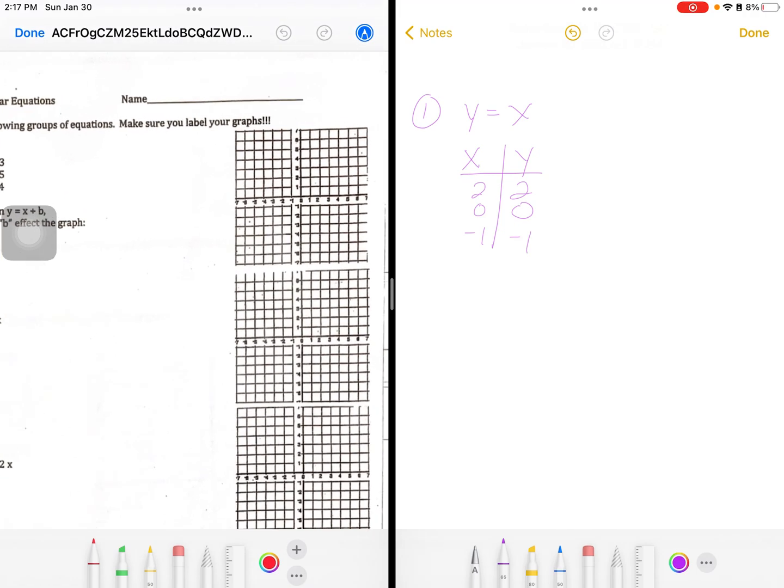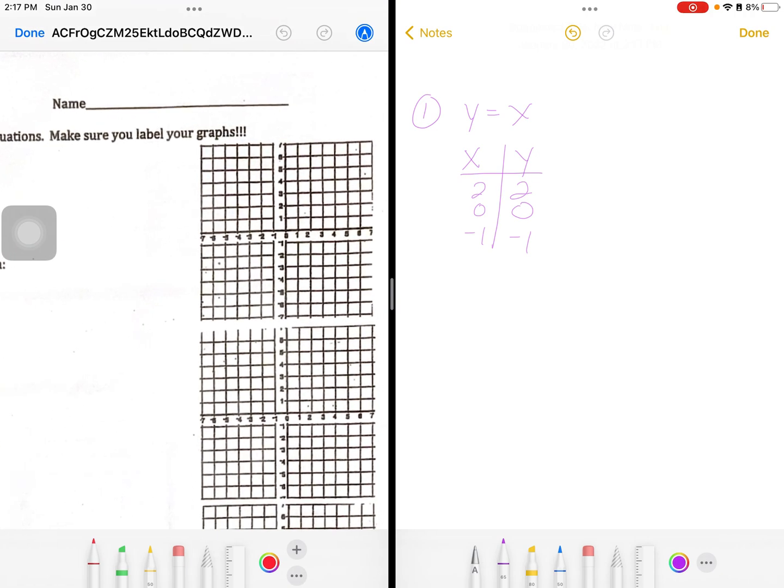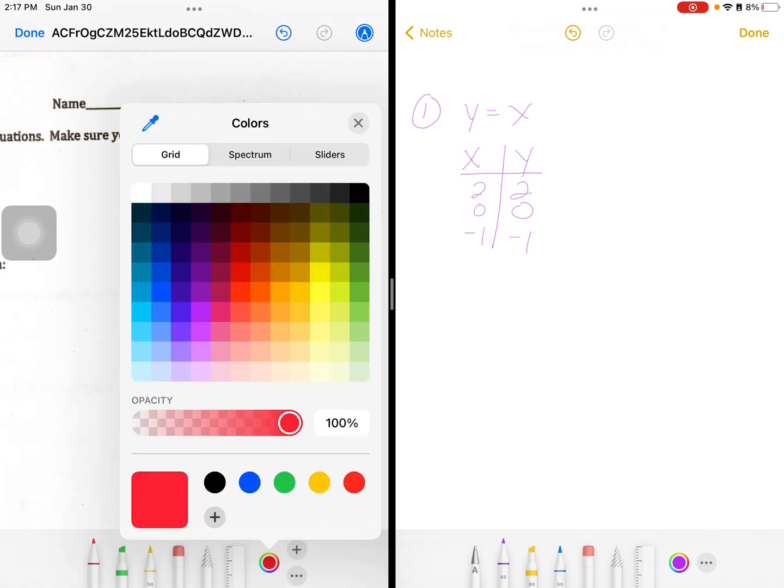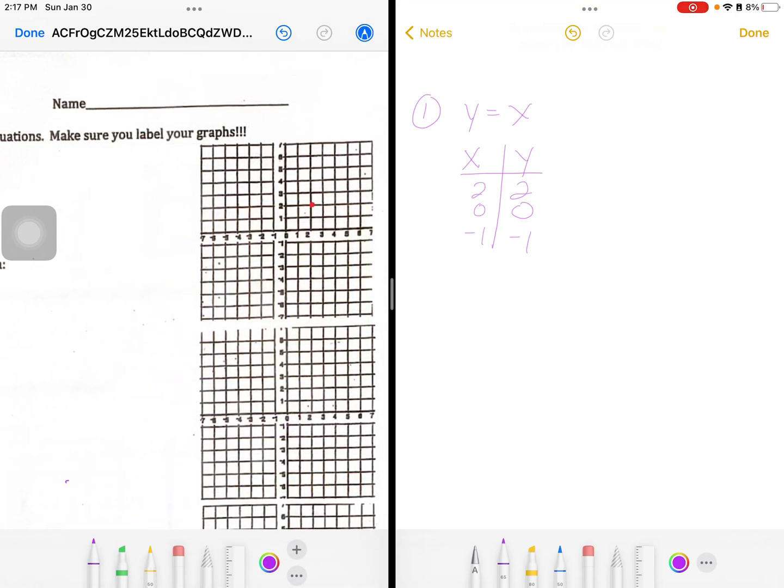Then what I'm going to do is take those 3 points and plot them on the graph. So I'm going to plot 2, 2. Oops. And I should be doing this in the same color that I did on my loose leaf. So I did 2, 2, 0, 0, and negative 1, negative 1.